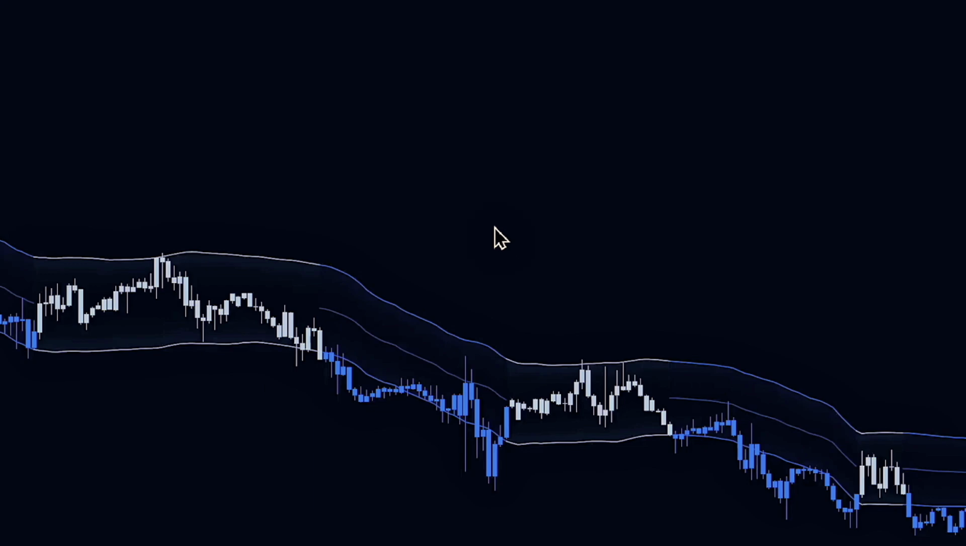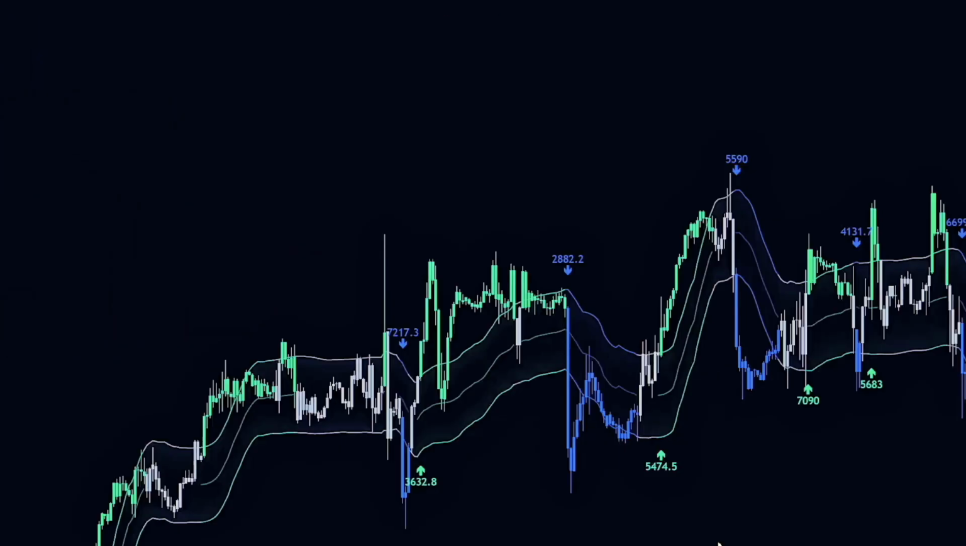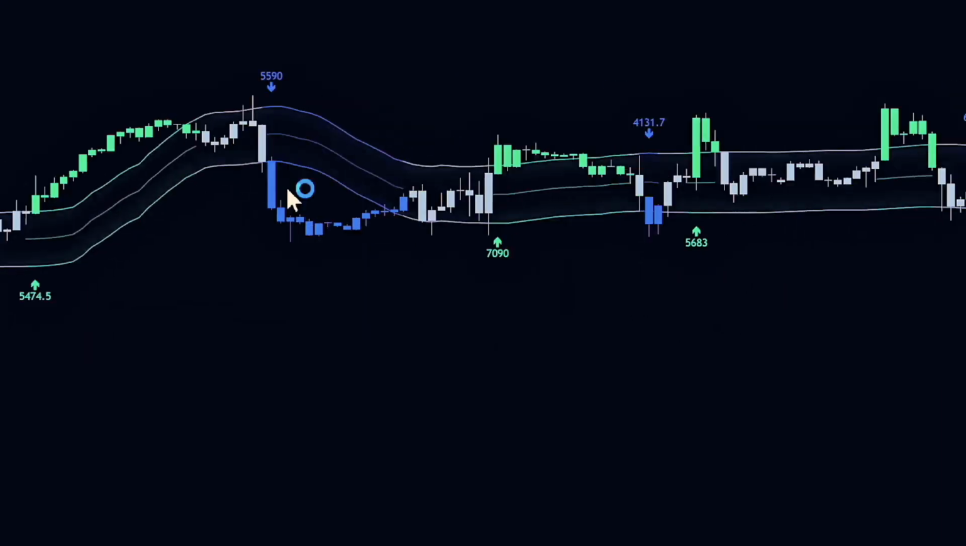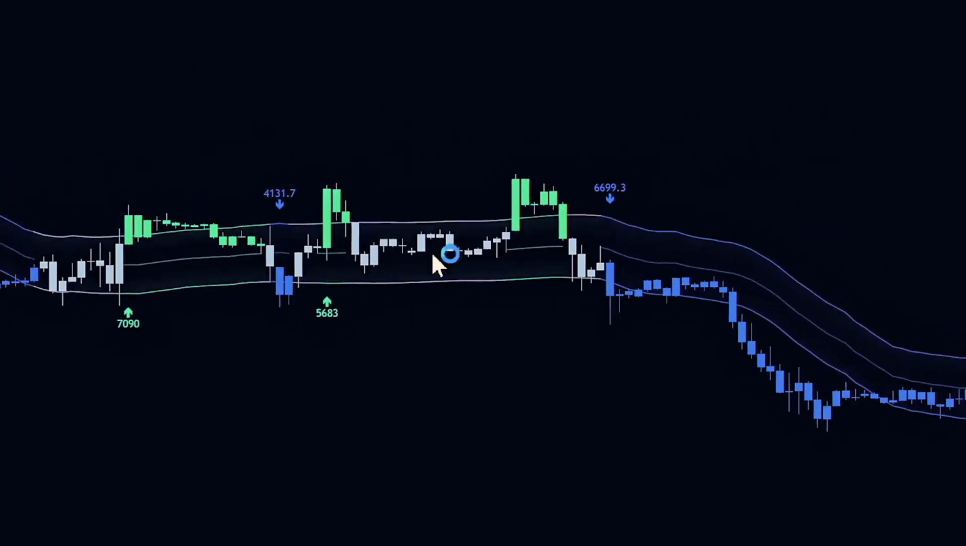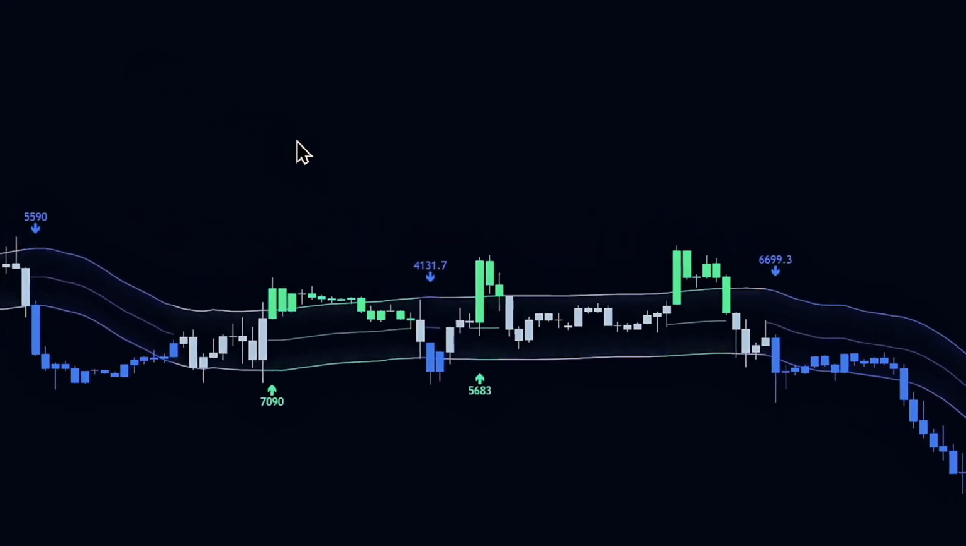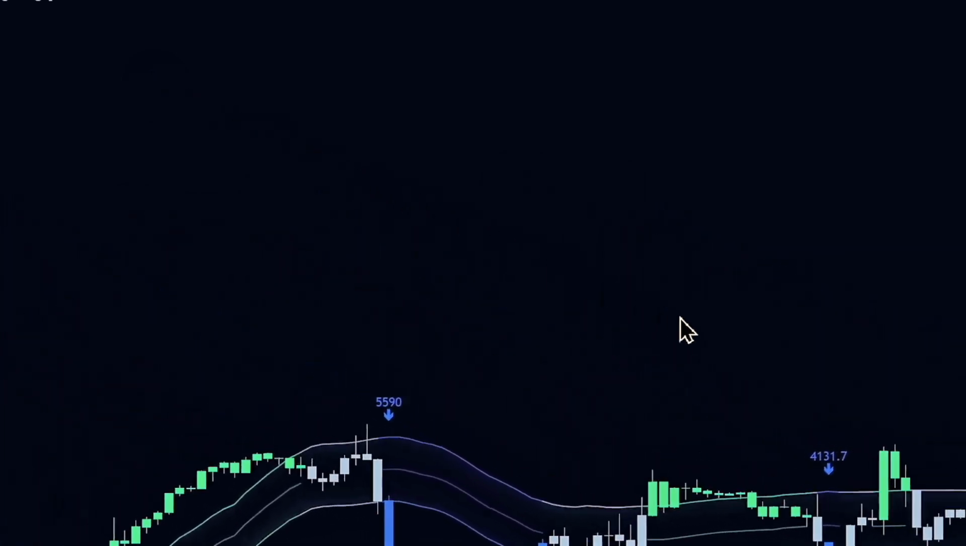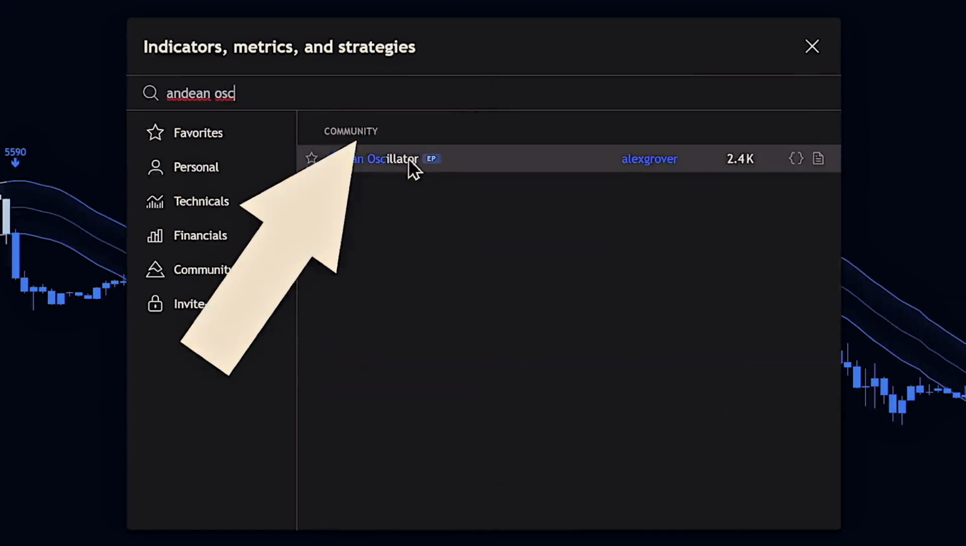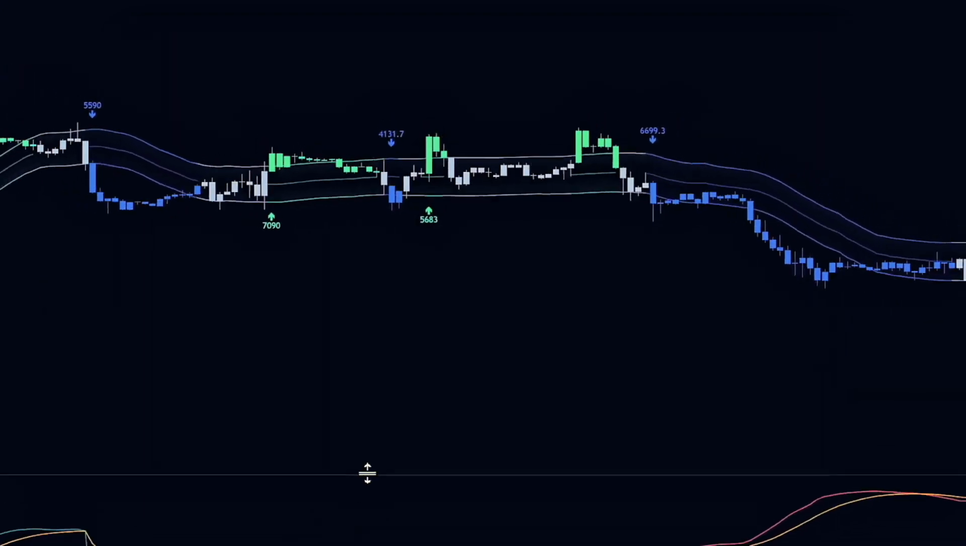Now, how do we trade this FRAMA channel? The green and blue signals are looking tempting, but sometimes they fire off in choppy markets, leading to fake outs. That gray channel warns you of ranges, but we can level up by adding a filter. Go to indicators and search for the Indian oscillator by Alex Groover. Big shout out to him, by the way. Add it to your chart.